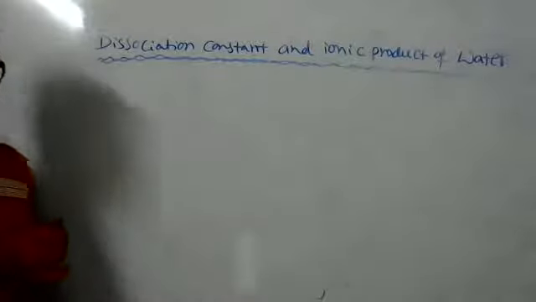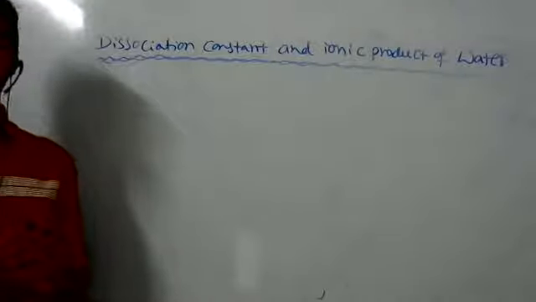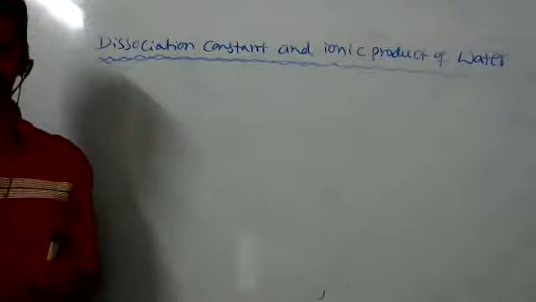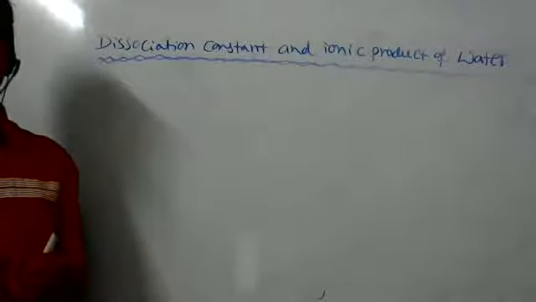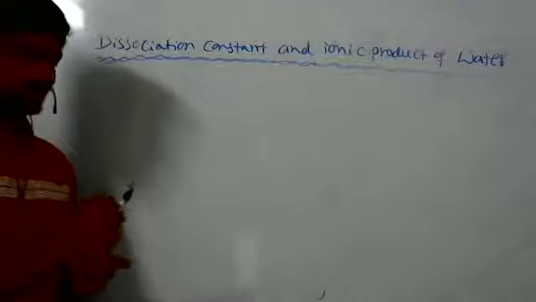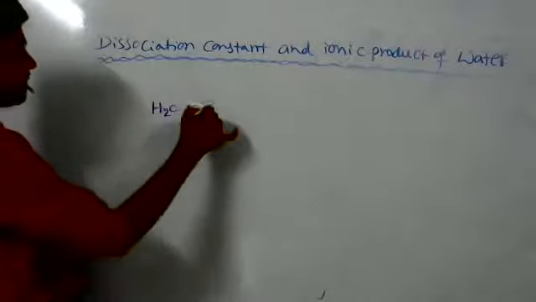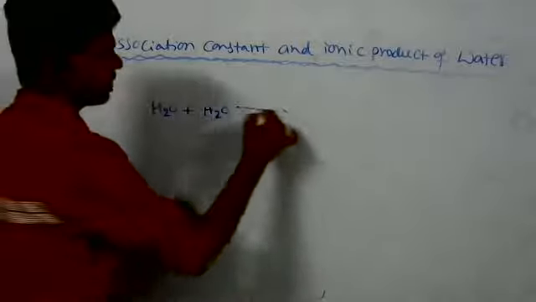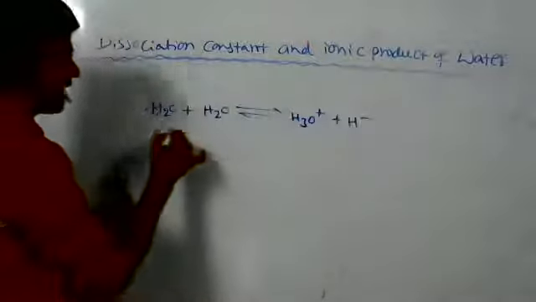We know water is a weak electrolyte, a very weak electrolyte. Out of a million water molecules, very few undergo ionization. That ionization we represent as H2O plus H2O gives H3O+ and OH-. This we call self-ionization.